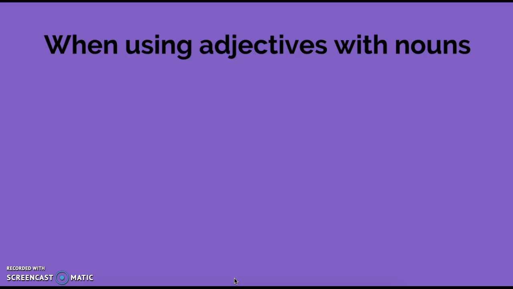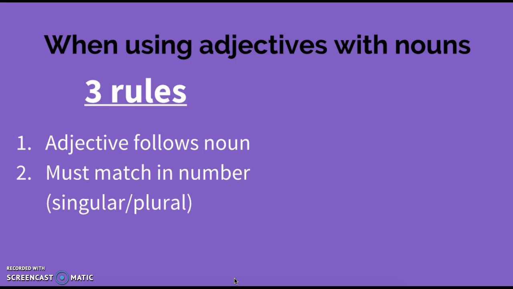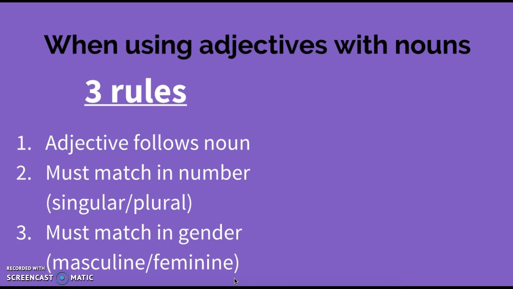Okay, now we know that the colors are adjectives. An adjective, remember, is any word that describes a noun. So when you're using adjectives with nouns, there are 3 rules you have to follow. Number 1, the adjective comes after the noun, so it follows the noun instead of coming before it. Number 2, the adjective and the noun must match in number. That means that if the noun is plural, the adjective is plural. If the noun is singular, the adjective is singular. And the third rule, they must match in gender. So if the noun is masculine, then your adjective will also show the masculine ending. If your noun is feminine, then the adjective will also show the feminine ending.